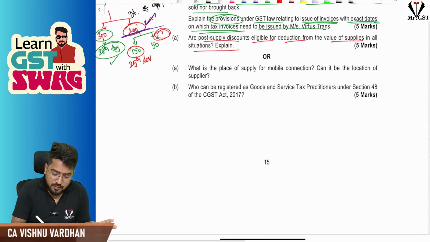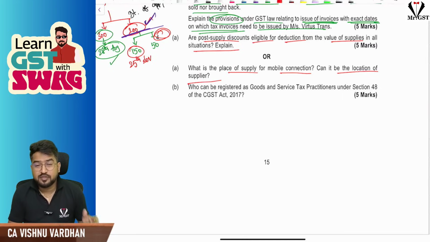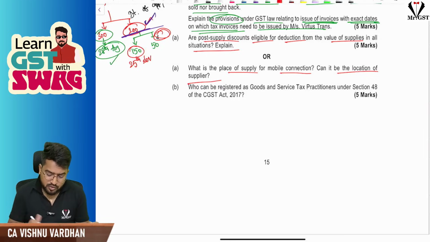Next, place of supply for mobile connection. Can it be the location of the supplier? Sir, you should write the place of supply provisions for telecom services. If it is postpaid, the billing address of the recipient. If it is prepaid and you are selling through an agent or distributor, that agent or distributor address. No, sir, I am directly selling to the final subscriber. Then where the payment is received, that will be the place of supply. In other cases, if you have the recipient address in your records, the recipient address, otherwise the supplier address only. If it is through the internet, then the recipient location, all that same story.